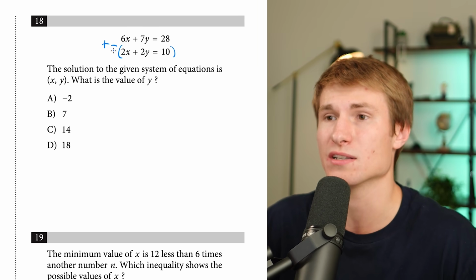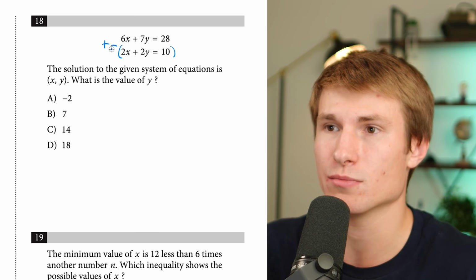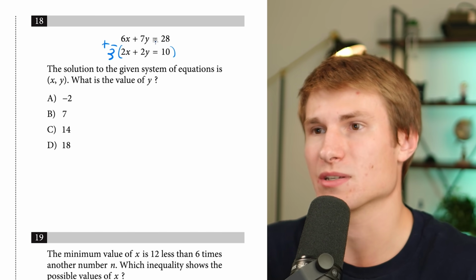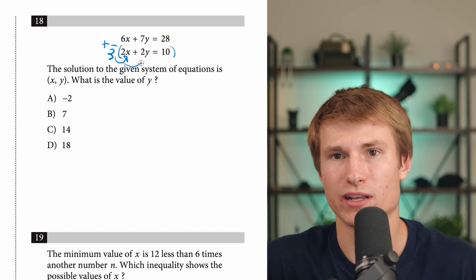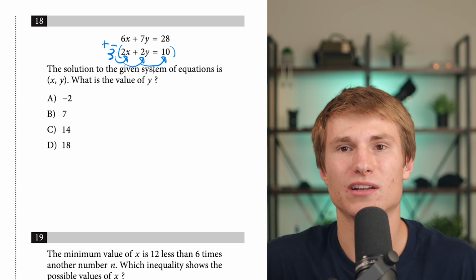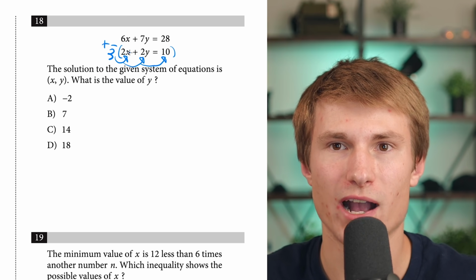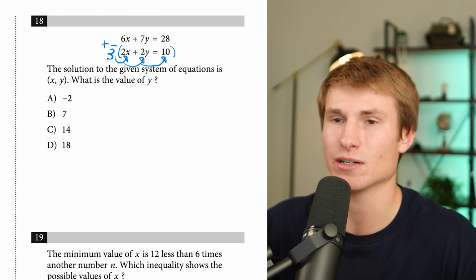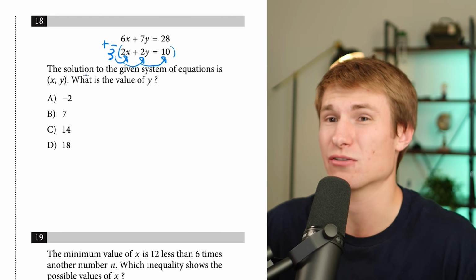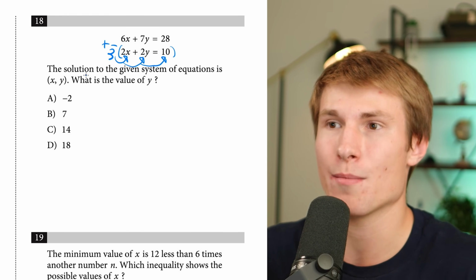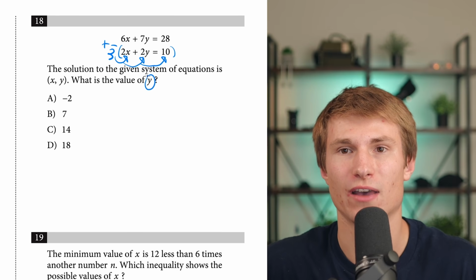In this case, it does. I'm going to multiply this bottom equation by 3. And the reason why is because once I do that and I distribute this 3 to all of these numbers, I will end up with 6x, and then I can subtract my bottom equation from my top, and I'll end up with 6x minus 6x. I'll be able to get rid of my x's. I'll have 7y minus 6y, and that will leave me with my value of y.